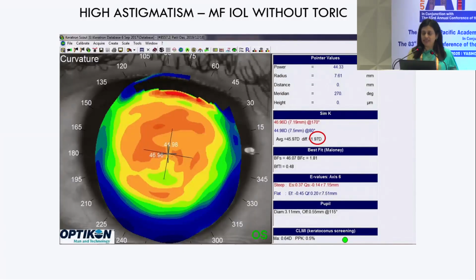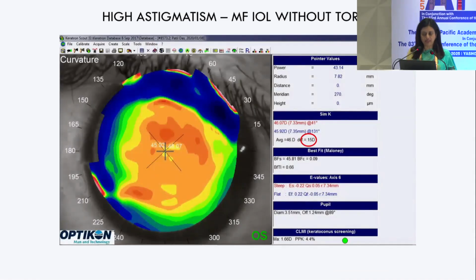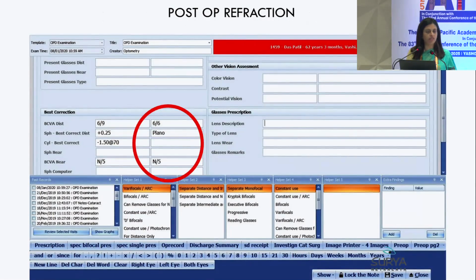Again a higher astigmatism. Here the patient opted for a multifocal without toric. So we see a magnitude of 1.97, with a straight superior nasal incision with the multifocal lens. The post-operative corneal topography shows 0.15 diopter, and the patient is enjoying 6/6 N6 without toric.